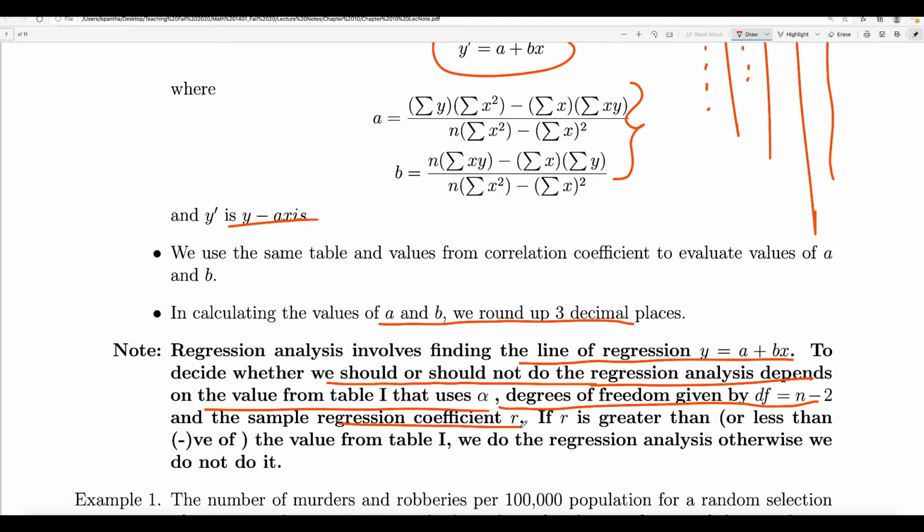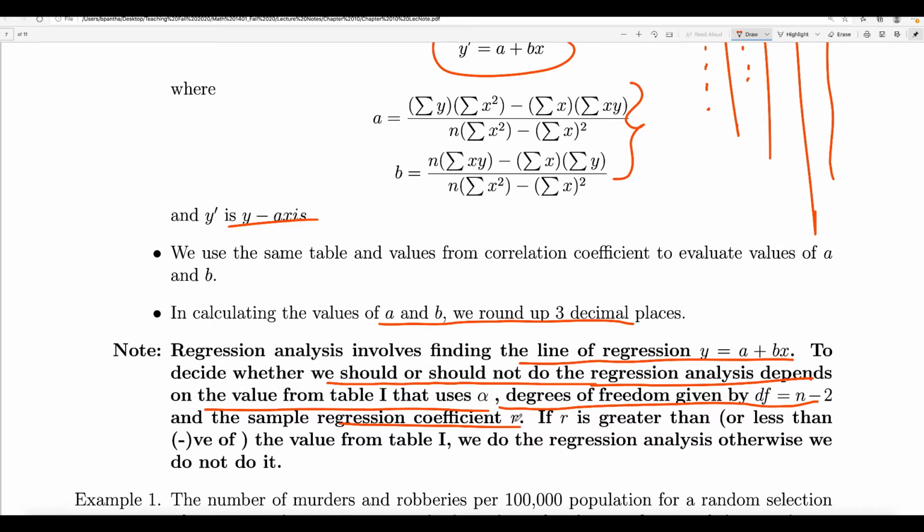What does that mean? That means before, we tested the hypothesis to check whether the x and y variables in the population are related, or whether there is a linear relationship between the x and y variables in the population. So if we reject the null hypothesis, that means we support that rho is not equal to 0, that means there is a linear relationship between x and y. But if you do not reject the null hypothesis, meaning rho equals 0, then in that case you don't have to do the regression analysis.